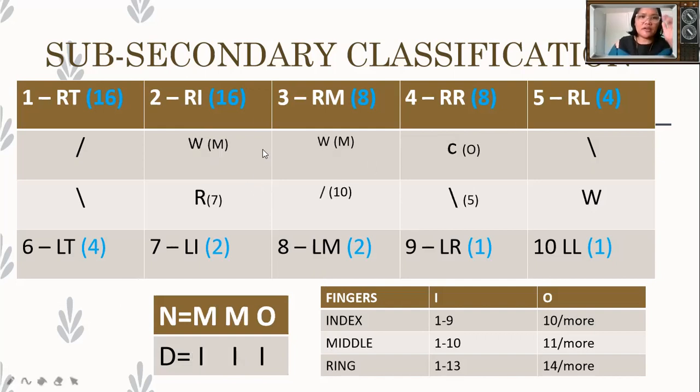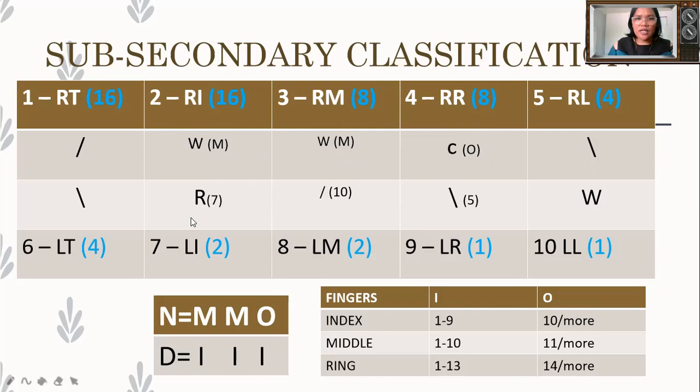Another example here. In the right index, we have W. The ridge tracing is M. Right middle, again M. In the right ring, it is a central pocket loop, so the ridge tracing is O. Just copy it.